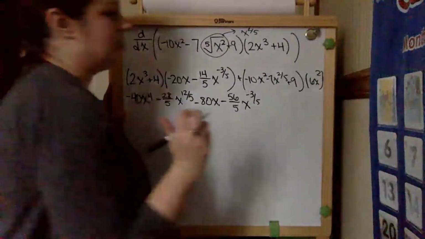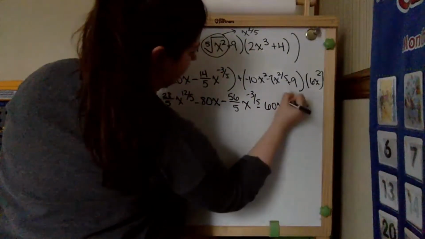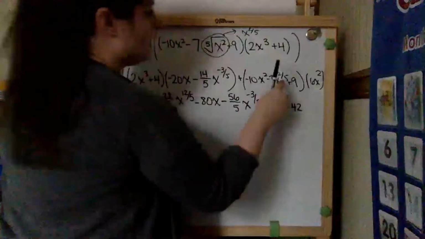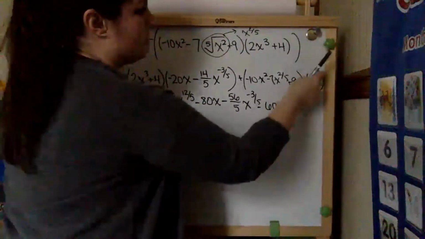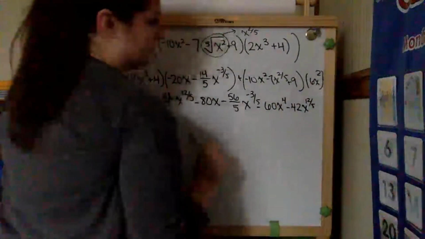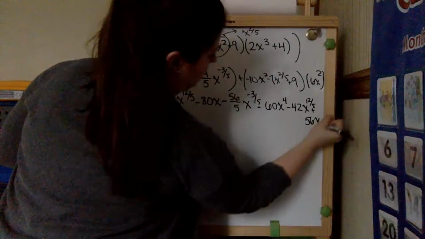Last is to multiply out that second half. Negative 60x to the 4th minus 42. Again, I'm adding these exponents together. 2 is really 10/5. So I have an x to the 12/5 again. Plus, I got to squeeze it down here, 56x squared.